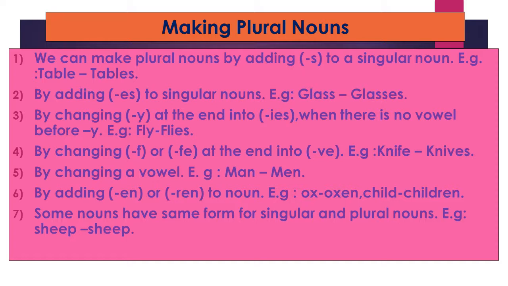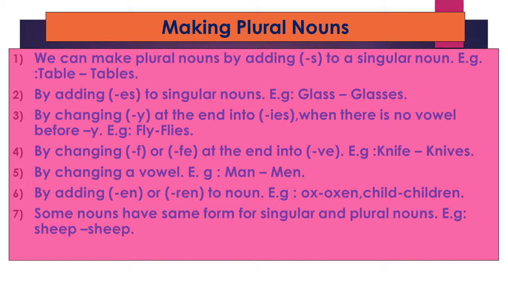Second rule is by adding ES to a singular noun. For example, see the word glass, children. G-L-A-S-S, glass. I am referring to one glass. If I have to tell two glasses or three or anything more than one, I have to add ES to this word. You can see after the word glass, ES is added. So that is making it glasses, a plural word.